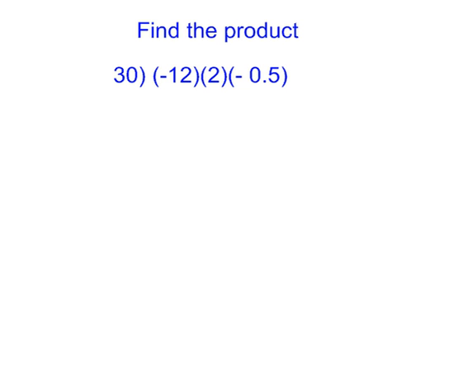Starting with the left side, we've got negative 12 times 2. Negative times a positive is a negative. That would give us a negative 24. Negative 24 times a negative 0.5. Negative times a negative equals a positive. So the answer is 12.